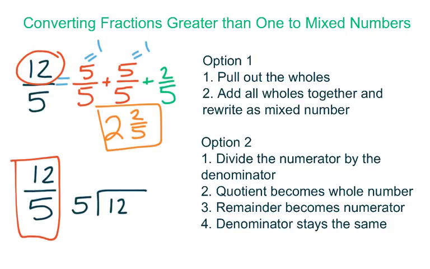How many times does 5 go into 1? It does not. How about 5 going into 12? It goes in 2 times. 5 times 2 gives me 10. I subtract. I'm left with 2, which is my remainder.